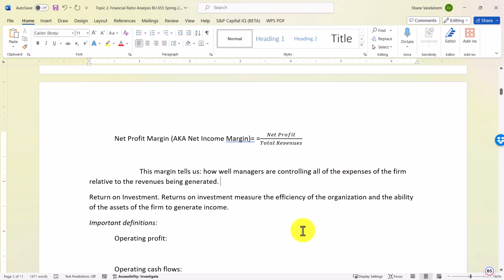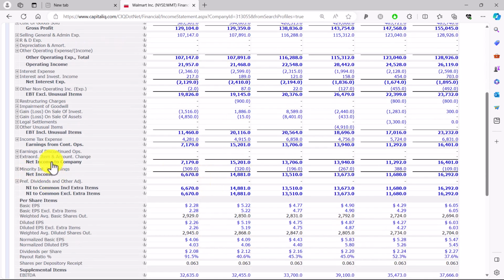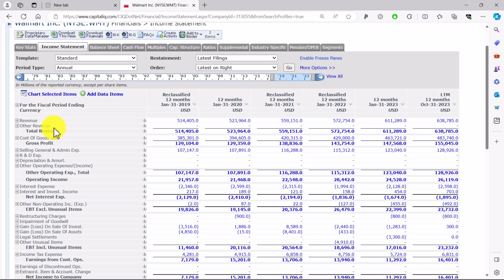So I'll just pull up the income statement here for Walmart just to show you this. So if we look here on Walmart's income statement, we see we start up here with revenues, total revenues for the firm.